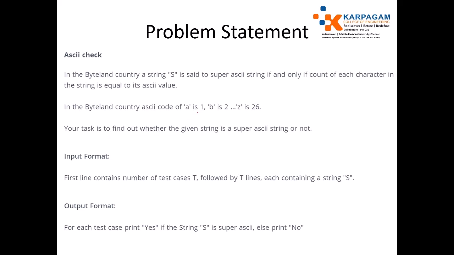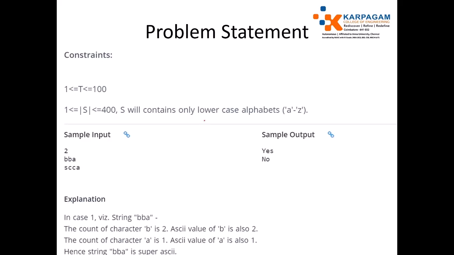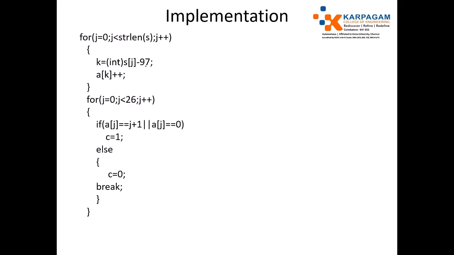If you wish to assign the value 1 for A, you have to subtract 97 from the ASCII value of A, because the internal representation of A is the integer value 97. So if you wish to consider A as 1, you have to subtract 97. B as 2, you also subtract 97 only. That is why you have the subtraction here.